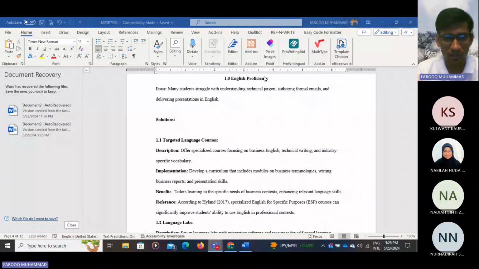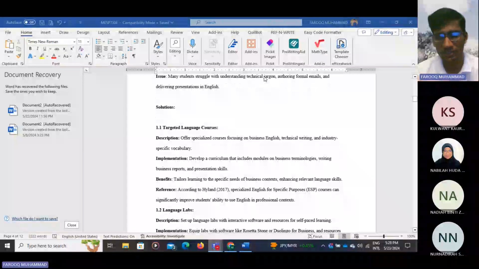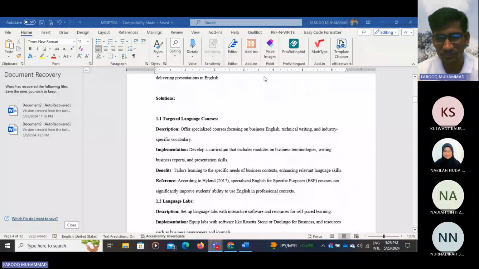First we will go for target language courses. The target language courses offer specialized courses focusing on business English, technical writing, and industry-specific vocabulary. These things will be in target language courses. Besides this, how do we implement this course? We develop our curriculum and include modules on business terminology, writing business reports, and presentation skills. Like we are having three types of business emails.